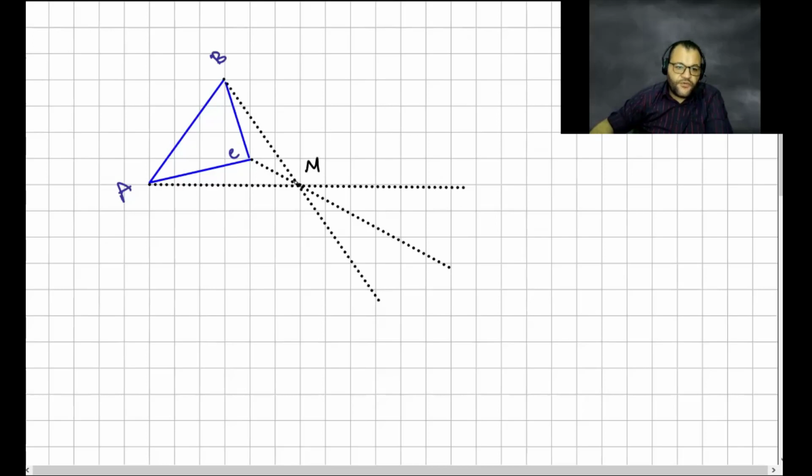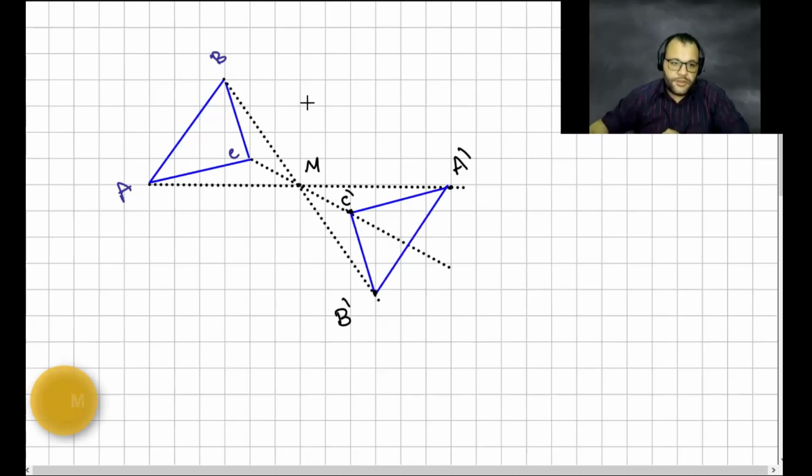We measure the distance from M to B, and that is the distance. So this will be B prime. We measure the distance from M to C, and that will be the distance. So that will be C prime. Measure the distance from M to A, and this will be the distance. That's A prime. Then we draw the shape. That's how we can find the reflection across a point.